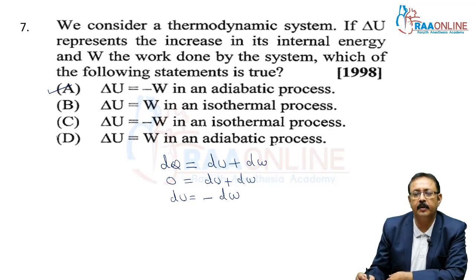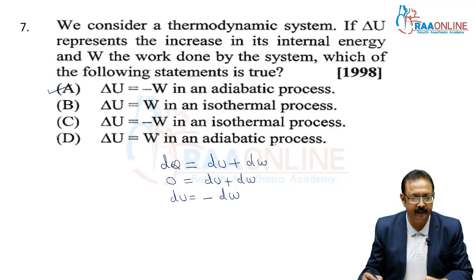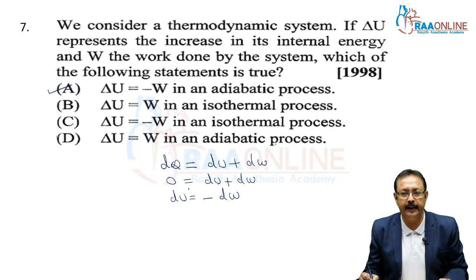In an isothermal process, there is no change in internal energy. In an isothermal change, dU is 0, so dQ is equal to dW. C is wrong. Delta U is equal to W, but in an adiabatic process, no, it is minus dW. So we are going with A only.